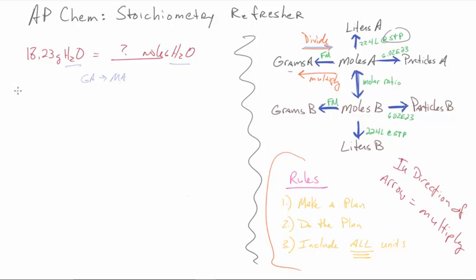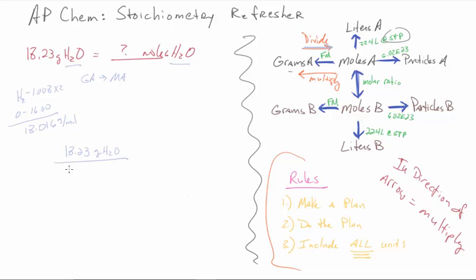For water, I've got H, which is 1.008, and oxygen, which is 16.00. The H is times 2, and so I end up with 18.016 grams per mole as the formula mass of water. My plan was just to divide by formula mass, so now I'm going to do the plan. So 18.23 grams of H2O.